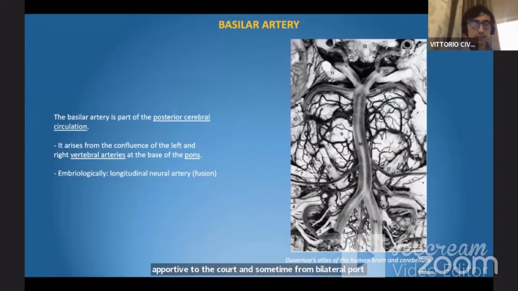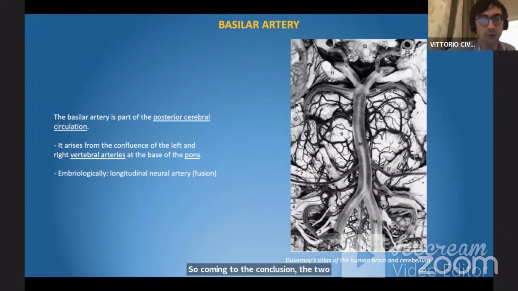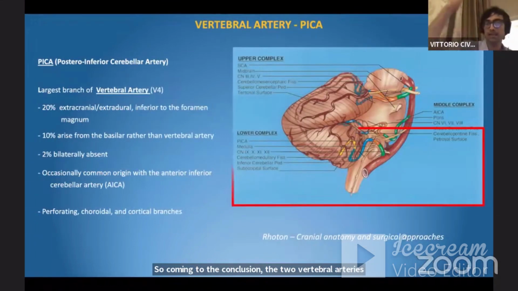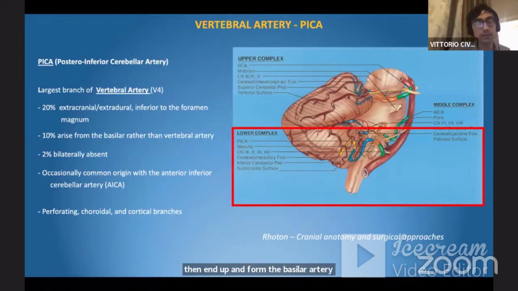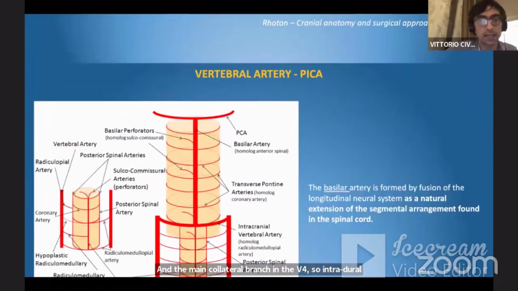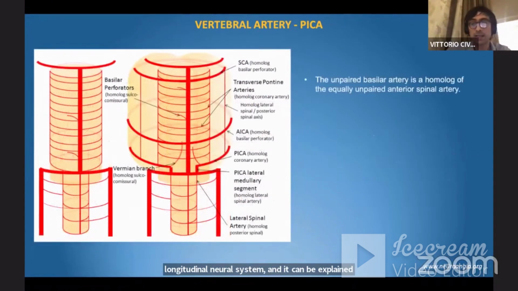So coming to the conclusion, the two vertebral arteries end up and form the basilar artery. And the main collateral branch in the V4, the intradural segment, is the PICA. And even the basilar artery is formed from a fusion of the longitudinal neural system, and it can be explained from an embryological point of view as an extension of the segmental arrangement found in the spinal cord.